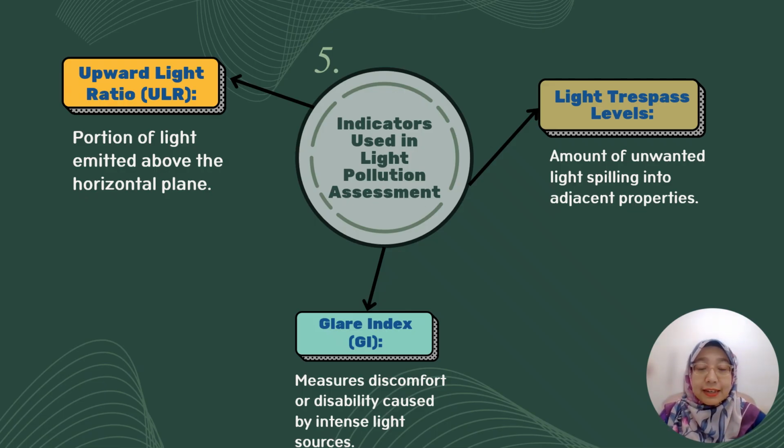Third, the glare index, GI. It measures the discomfort or disability caused by overly bright light sources. High glare can reduce visibility, cause eye strain, and be hazardous, especially for drivers at night. These indicators help environmental health officers and urban planners identify lighting problems and recommend effective control measures.